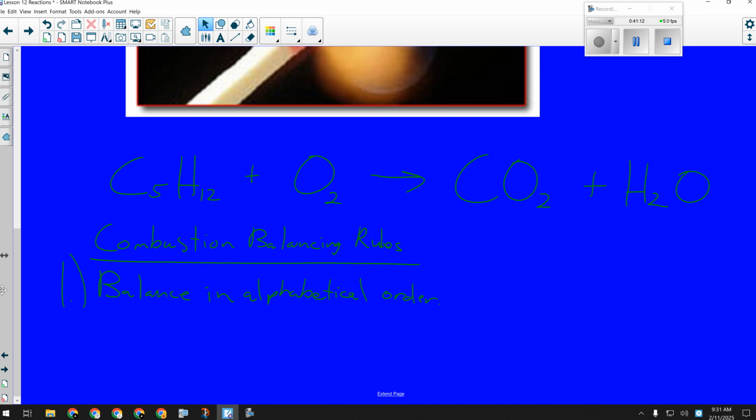All right, so if the first rule is to balance in alphabetical order, which element do I start with? C. Yeah, carbon is the first one in alphabetical order. So, how many carbon are there here? 5. How many here? 1. So what do I need to put in front of this to make 5? A 5. Okay, so I'm going to do that. Now my carbons are balanced.